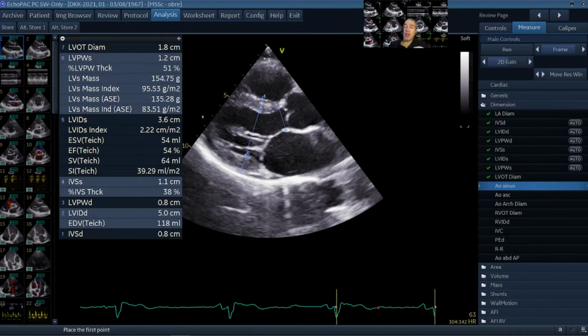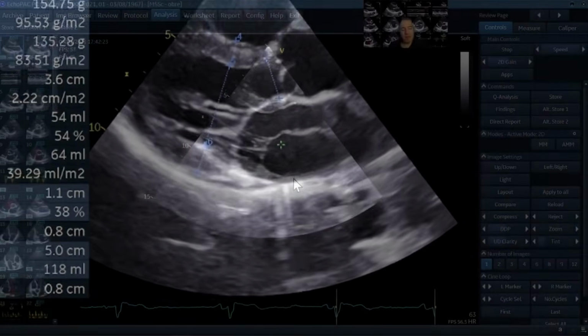You might also look at the ascending aorta. We don't see much of the ascending aorta. This would be measured here in that direction. The aortic sinus can be measured here. The aortic arch has to be examined from another view. So these are the basic measurements in the parasternal long axis view.